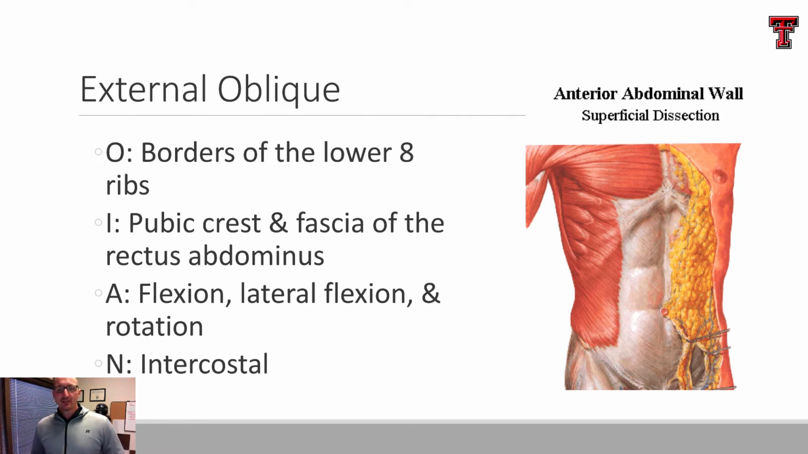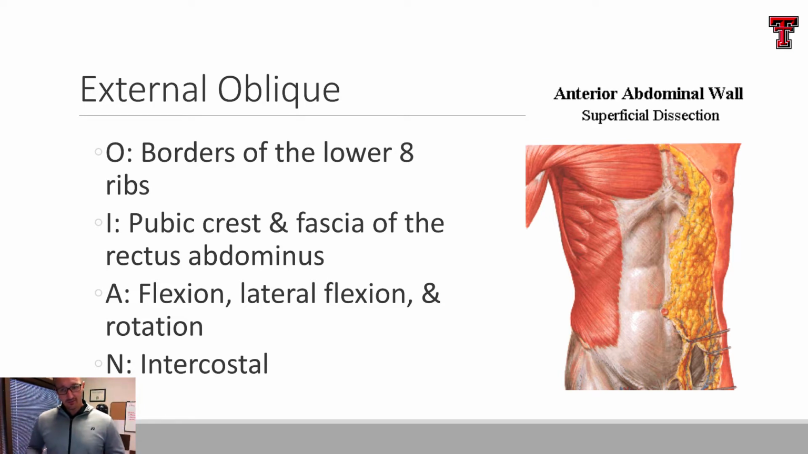So this is going to originate on the borders of the lower 8 ribs. It's going to insert into the rectus abdominis primarily, but also into the pubic crest inferiorly, and then the fascia of the ab. This is going to assist in flexion if we fire both sides concurrently. One side or the other is going to contribute to lateral flexion and rotation, and this is an important derotator in the core.